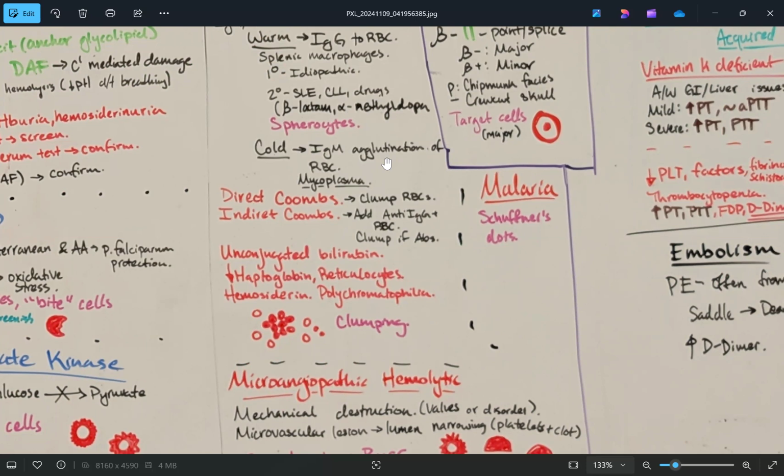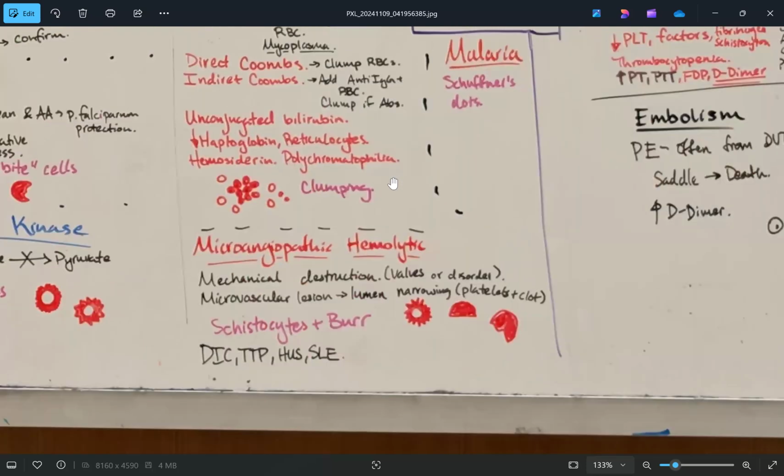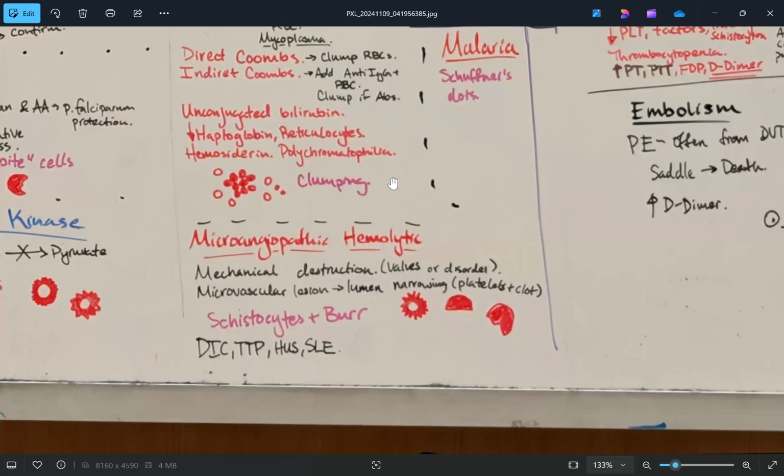For the microangiopathic hemolytic anemia, these are usually due to a mechanical destruction, such as prosthetic heart valves. You can also have it be caused by microvascular lesions. So you have plaque buildup in your smaller vessels. The red blood cells are going to bump against those and they will become damaged. And then you'll get what are called schistocytes. So you'll have like your helmet cells, there are some other schistocytes, but they basically look like red blood cells that took a beating.